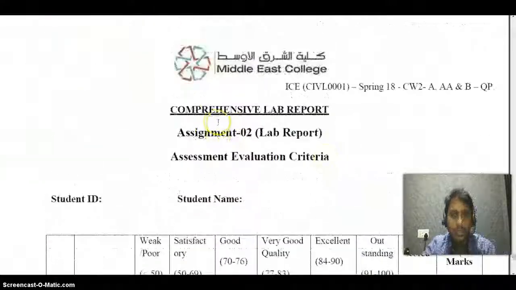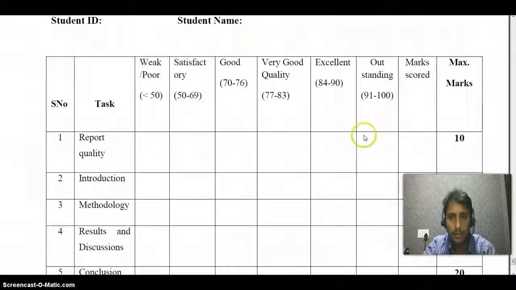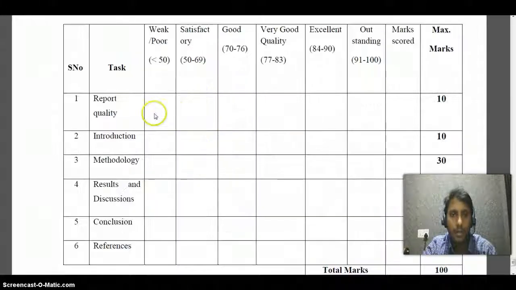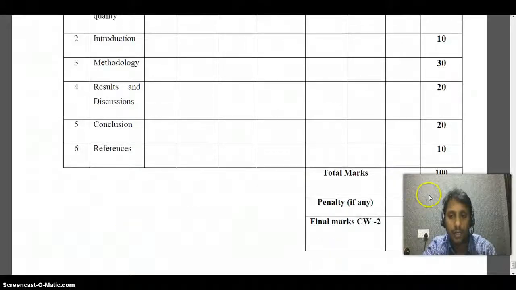So you can see this is the assessment evaluation criteria. How we are going to mark is this with the grid provided here. You can see if the report quality according to the rubrics falls under satisfactory category, you will get marks according to the percentage provided here. So for report quality 10 marks, introduction 10 marks, methodology 30 marks, results and discussion 20 marks, conclusions 20 marks, references 10 marks. Out of total 100 marks will be given for this. Is there any penalty? We will deduct this. Final marks will be given for the coursework too here.